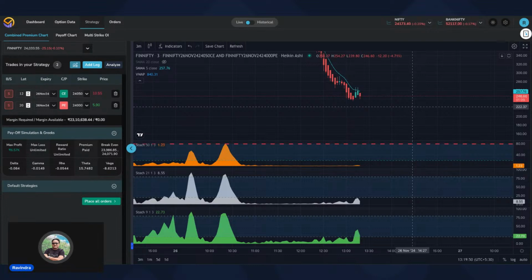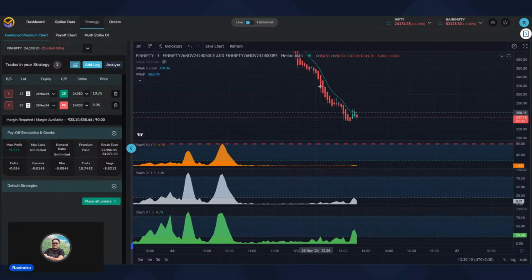As of now, on the CE side, I have a stop loss at about 15 rupees. And then on the PE side, I have a stop loss at about 13, but I'm going to change that to 11. Those are the two conditions that I have. And let me again go back to the chart.